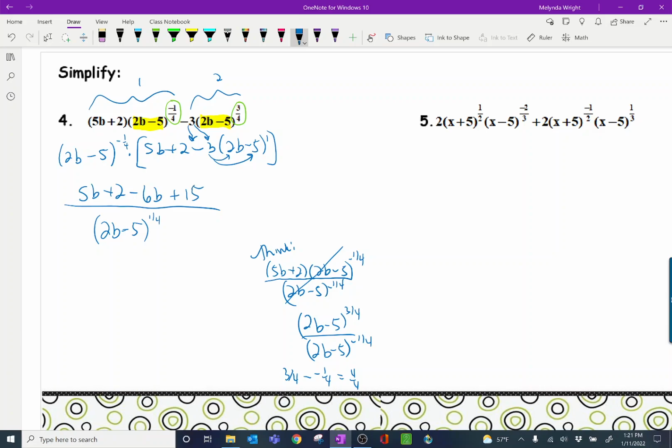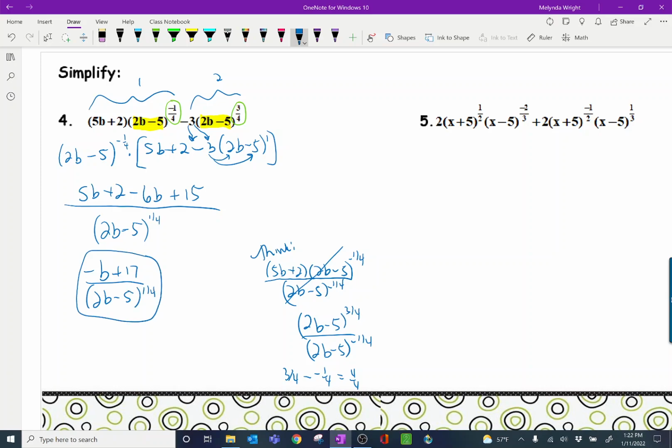Okay, all right, so now we just need to combine like terms along the numerator, or the top, and we're going to be good to go. Let's see, 5b minus 6b is a negative b, and 2 plus 15 would give me 17, and that would be over (2b − 5)^(1/4).